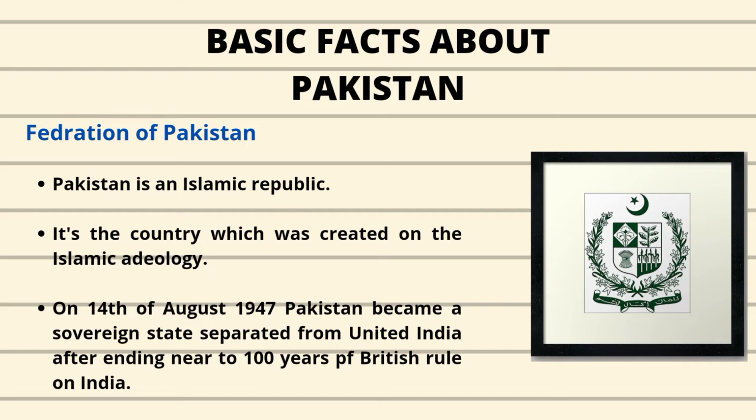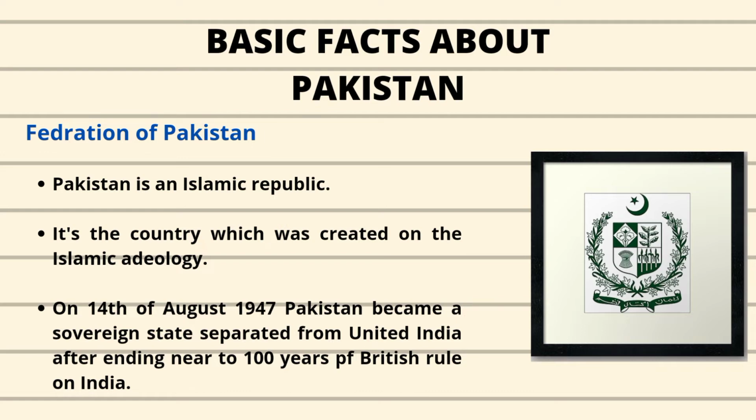On 14th of August 1947, Pakistan became a sovereign state separated from United India, you can say British India, after nearly 100 years of British rule in India. After 1857, there was British rule over India, and after nearly 100 years of British rule over India and the Indian subcontinent, British India was divided into two parts, Pakistan and India. And Pakistan came into being on 14th of August 1947.